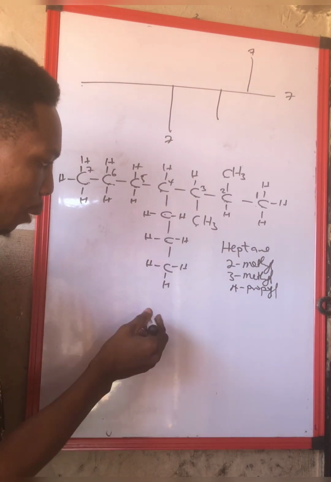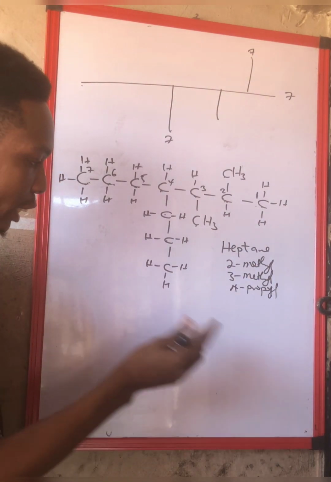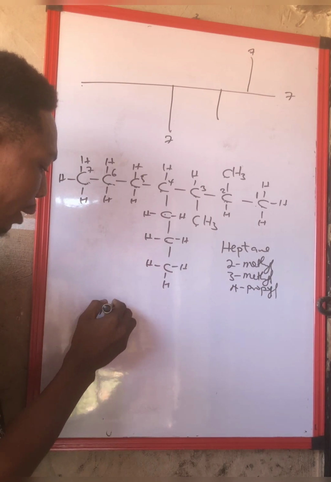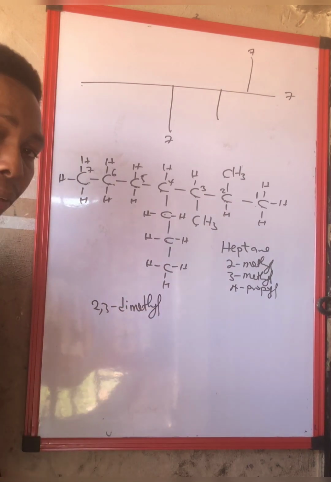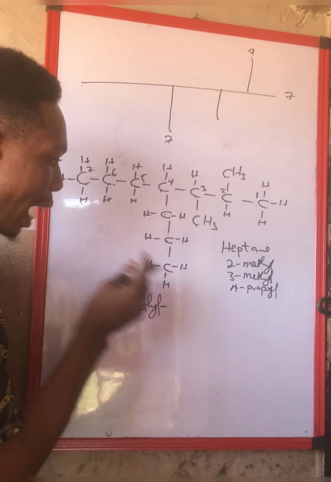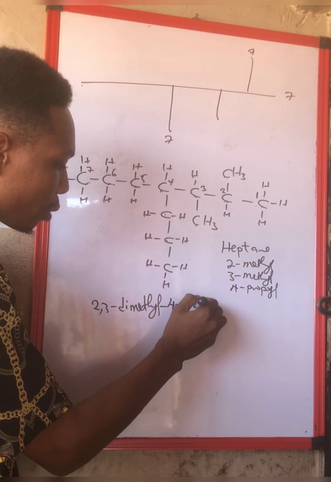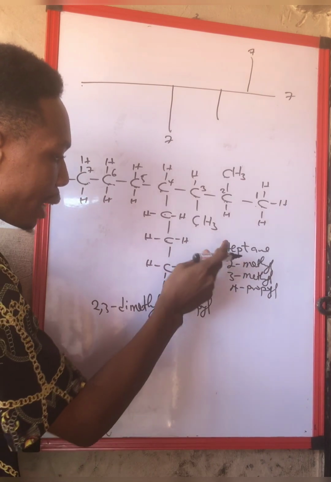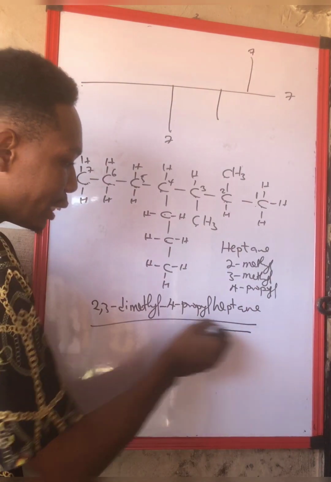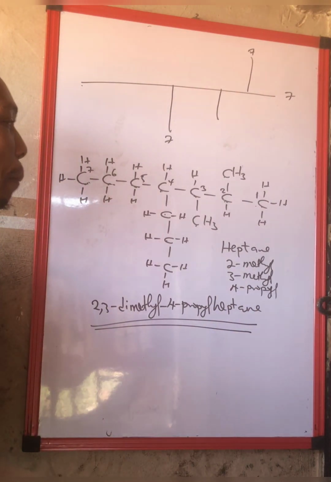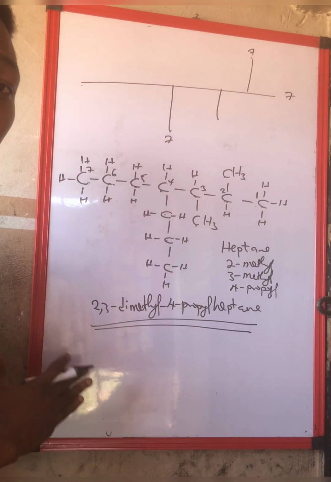So when naming this now, since you have the same substituent group here, you use the word di. So it becomes 2,3-dimethyl. 2,3-di what? Methyl. Then hyphen, which is dash, then 4-propyl. Then followed by the parent name, which is what? Heptane. So that is the name of the compound. No matter how long the structure might look, following the rule is very, very easy to name.